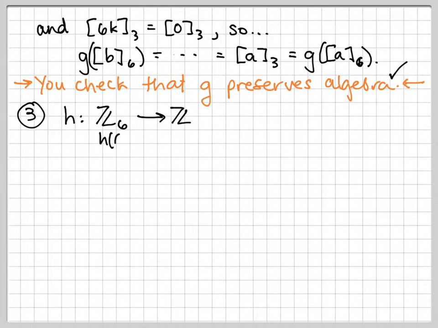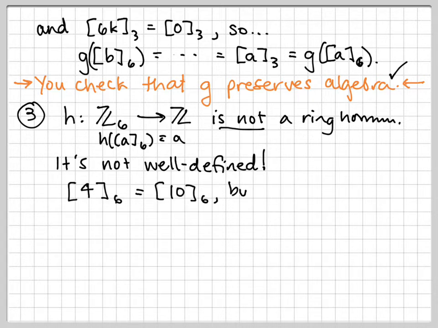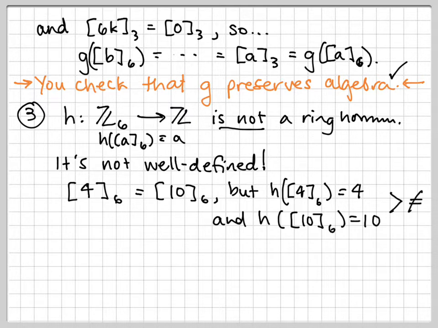Okay, example 3 here, I'm going to try to reverse the function I started with. I'm going to take z mod 6 and send it to z by taking the representative of the equivalence class and making that the integer that I get from h. Now, the bad news is, as tempting as this is, it's not well defined. That's because 4 mod 6 and 10 mod 6 are the same equivalence class, mod 6, but h of 4 is 4, and h of 10 is 10. And 4 and 10 are not equal in the integers. That means this h that I've tried to write down is not even a function. It's just some kind of weird assignment.